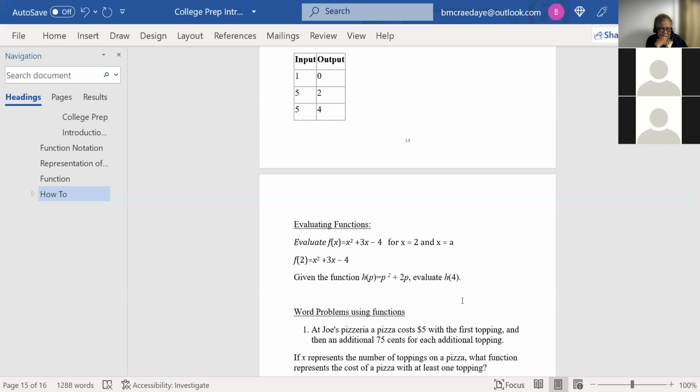How are you getting it? x squared plus 3x. Now, wherever you see an x, you're going to put a 2. Okay, so let's take this 7 and substitute the 2. So this is going to be a 2, right? 2 squared. This will be 3 times 2.